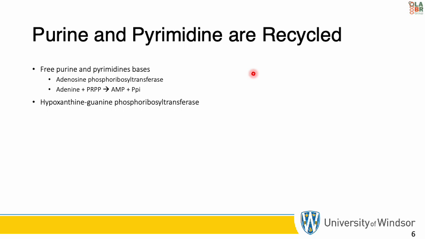And one of the primary salvage pathways consists of a single reaction catalyzed by adenine phosphoribosyltransferase. Oh my goodness, another difficult one to say. In which free adenine, so you can see right here, free adenine reacts with PRPP to yield the corresponding adenine nucleotide, which ends up being AMP. You get PPi as a byproduct from that.